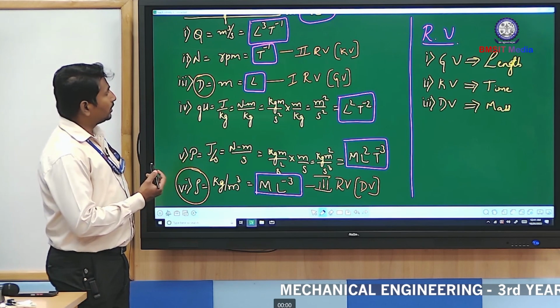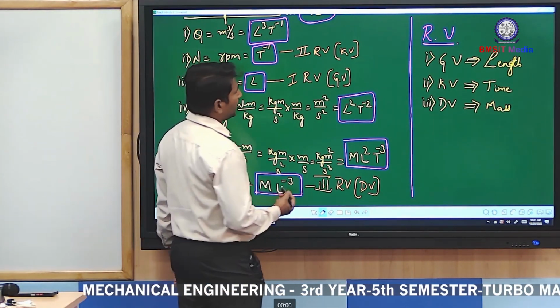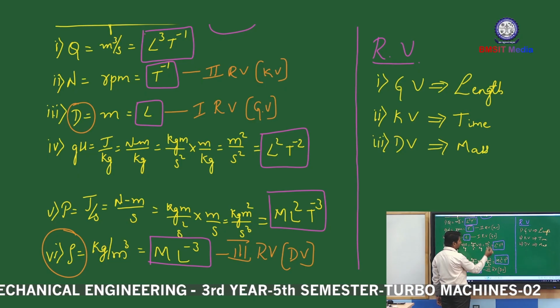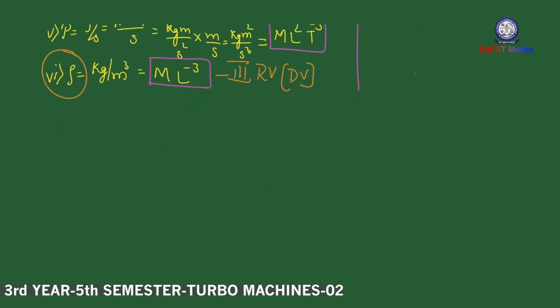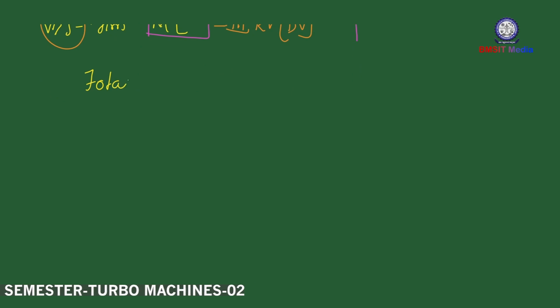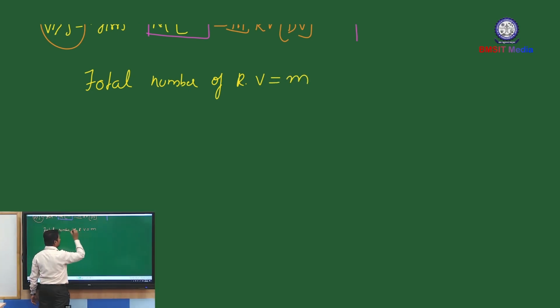Based on this, we are supposed to write the number of repeating variables. How many have we taken? We have taken 1, 2 and 3. To write it down, the total number of repeating variables is denoted by small letter m. The total number of variables is n, the total number of repeating variables is m, and there are 3 repeating variables.